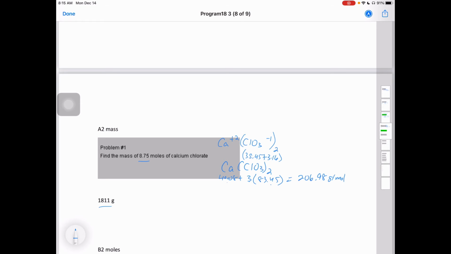grams per mole. And what that's going to be, if I have 8.75 moles, my conversion will be 8.75 moles times 206.98 grams per mole, which when you multiply, rounds to 1811 grams, or 1.81 times 10 to the third grams. Okay, let me stop there.